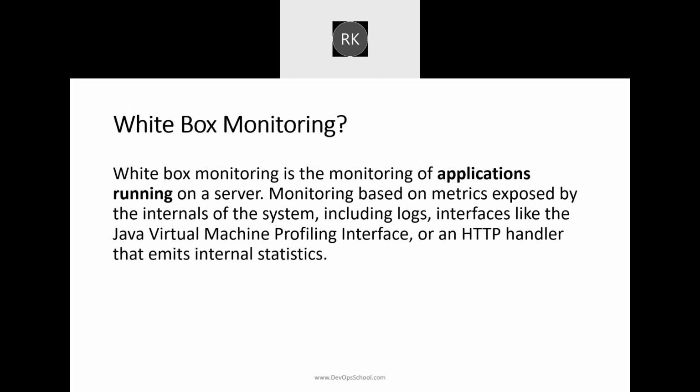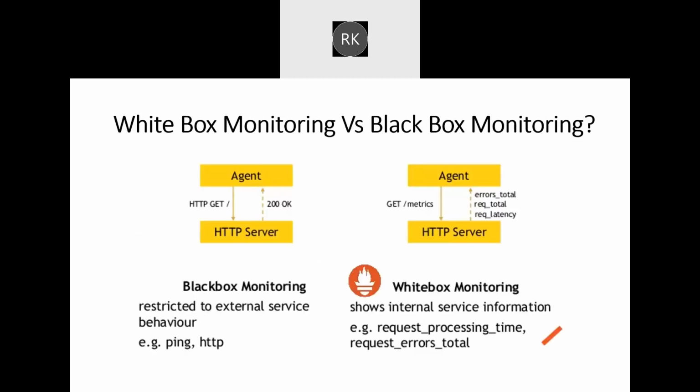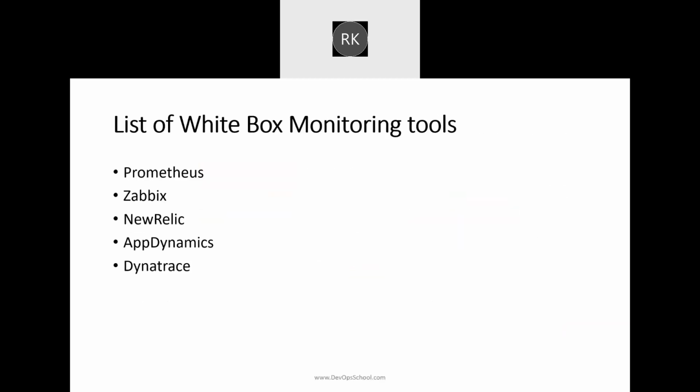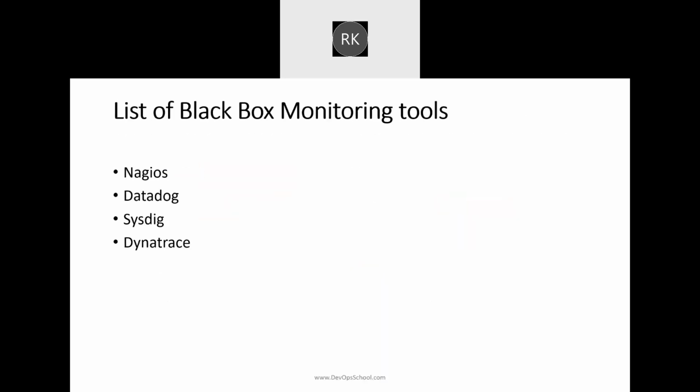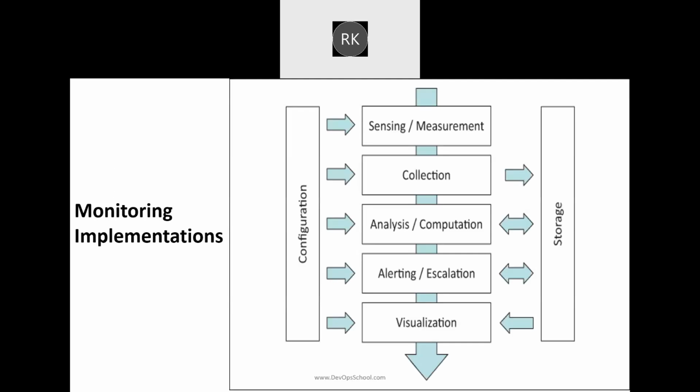An APM works inside applications, looking at logs inside applications. So they get into the applications and try to find out this information. These are the list of white box monitoring tools, like Prometheus, Jabex, and New Relic, and a list of black box monitoring tools also. But nowadays, Datadog supports both, by the way, using APM. That is not the case.